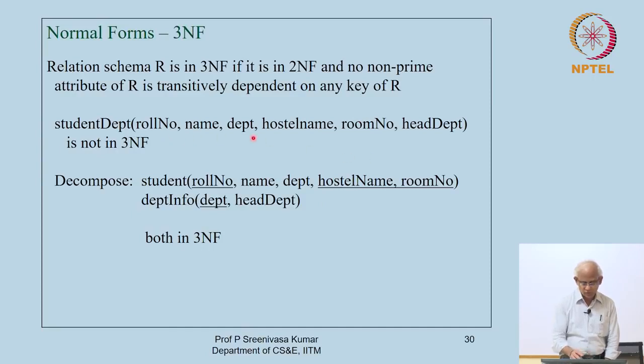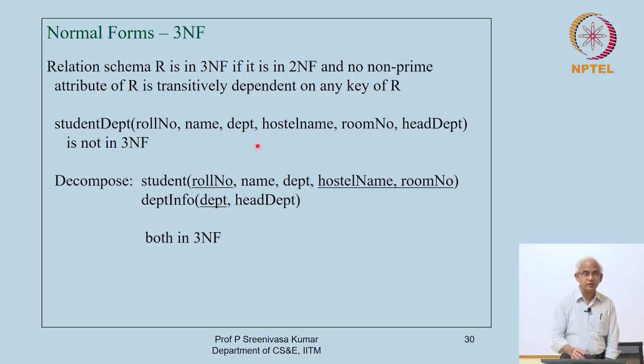So, this is not in third normal form because head of the department is dependent on department, which is dependent on roll number, and roll number is a key. Roll number determines department, department determines head of the department, that is a transitive dependency, and so it is violating the third normal form.